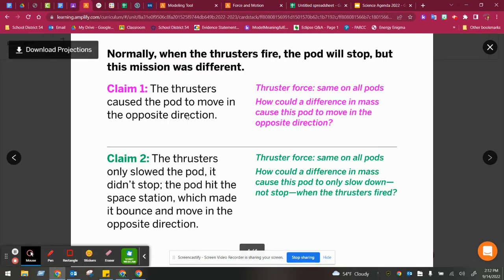When looking at our two claims, claim 1 says the thruster force on all the pods was the same. However, it did behave differently. It moved in the opposite direction. In claim number 2, the thruster force was still the same on all pods. However, this time it only slowed down. It did not stop. These are the two models that we need to make. That's what scientists do. They make models to communicate their thoughts in picture form.